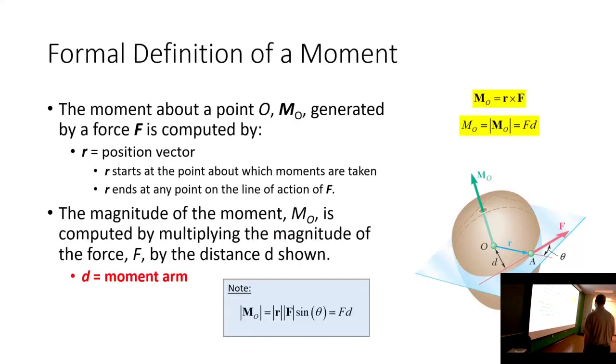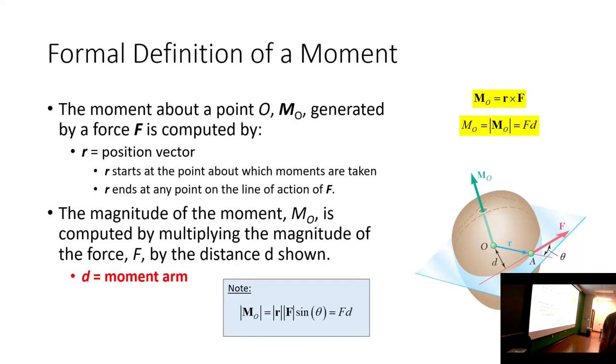We have our formal definition of a moment. So we formally define the moment about a point in question as r cross F, F being the force vector that you're looking at, and then r is a position vector that starts at the point in question and points anywhere along the line of action of that force. Okay? It doesn't matter what r value or r vector you use. If it starts at the point in question and points on the line of action, you will get the same moment vector every time.